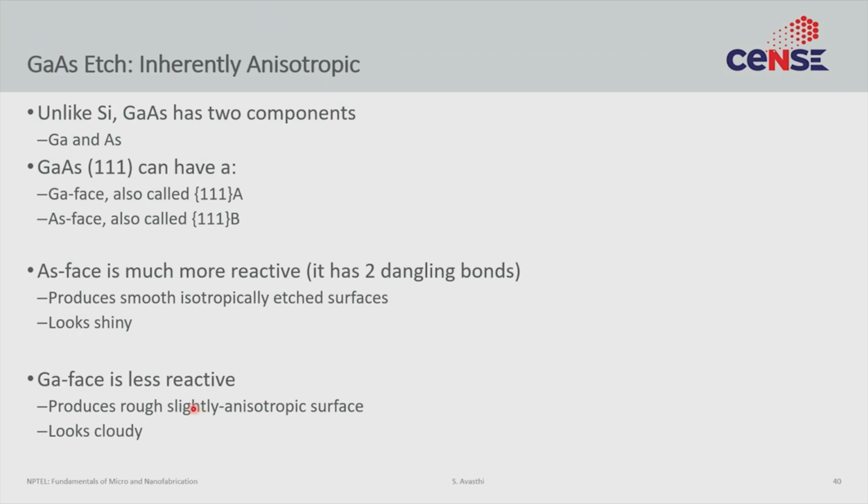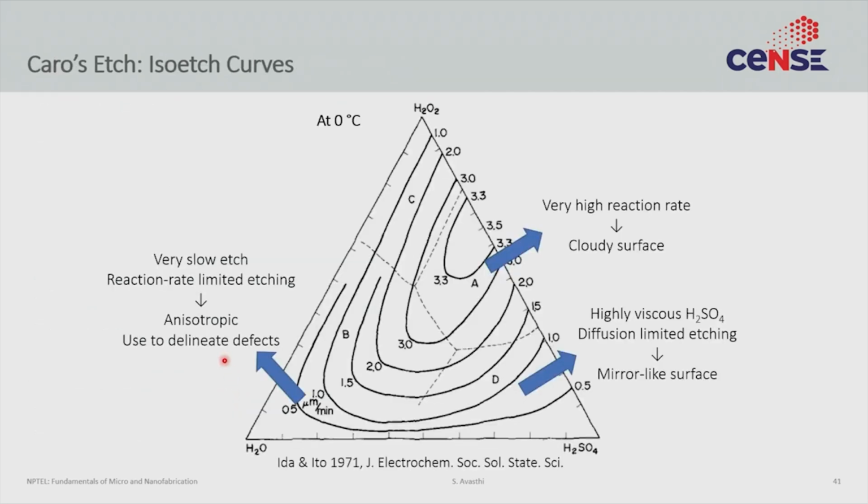They may produce rougher surfaces, slightly cloudy looking surfaces, which can have impact on your optical devices. So this is something to keep in mind. So let's actually go ahead and look at the etch of gallium arsenide. The canonical etch for gallium arsenide is what is called Caro's etch.